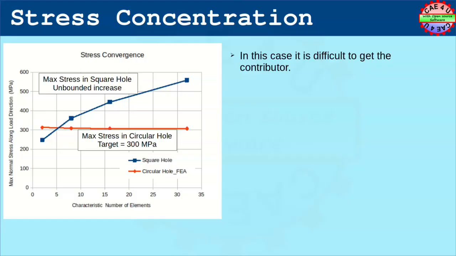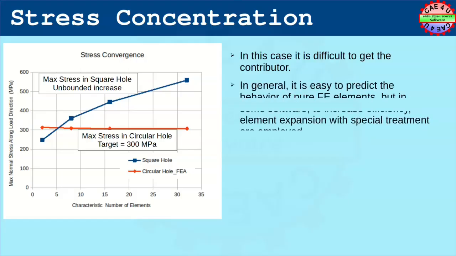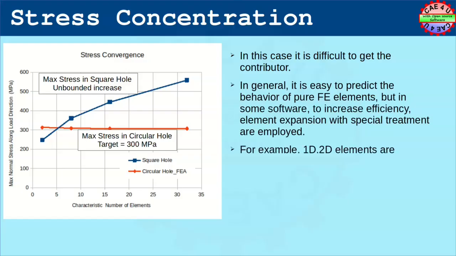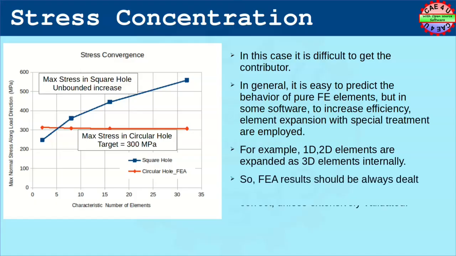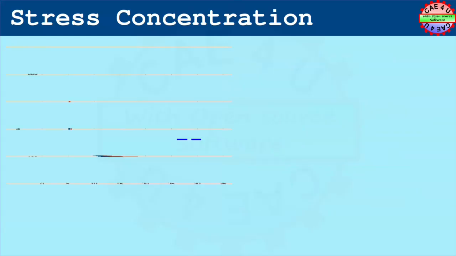In general, it is easy to predict the behavior of pure elements, but in some software, to increase efficiency, element expansion with special treatment is employed. For example, 1D, 2D elements are expanded as 3D elements internally. So simulation results should always be dealt with caution, even if the results appear correct, unless extensively validated.